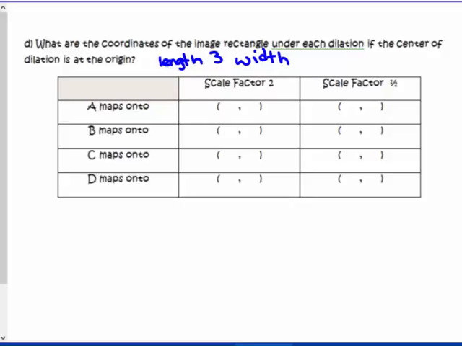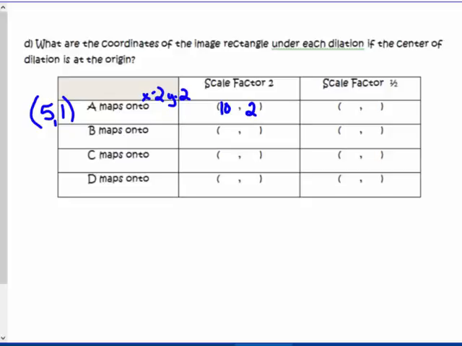So you have to start with your point (5, 1), so I don't even have to know length and width. If my A is now twice as big, you just take the x and multiply it by 2 and the y and multiply it by 2. So (5, 1) becomes (10, 2). And (5, 1), if I take half of it, becomes (2.5, 1/2), right?